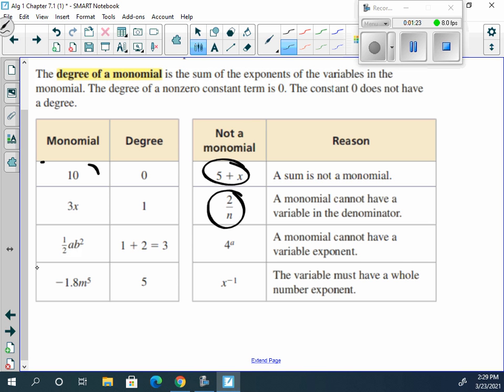This here is not a monomial. It's actually not a polynomial because we cannot have variables in the denominator. We can't have them in the bottom of a fraction. We can also not have variables as an exponent or negative exponents. None of these here would be monomials. Okay. Monomial is a single term with multiplication together, and we don't have variables in the bottom of the fraction or negative exponents.